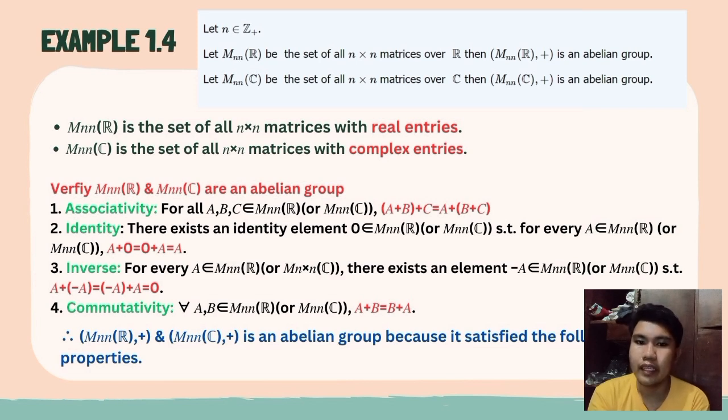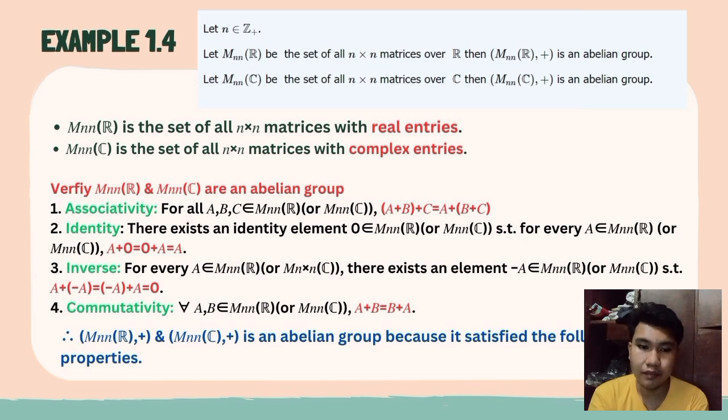In the associativity, for all A, B, C in the set of all n times n matrices over the real numbers or the set of all n times n matrices over the complex numbers, the quantity A plus B plus C is equal to A plus the quantity B plus C. For the identity, there exists an identity element 0 in the set of all n times n matrices over the real numbers or over the complex numbers, such that for every A in those sets, A plus 0 is equal to 0 plus A is equal to A.